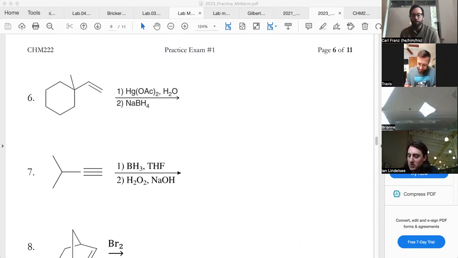All right, so now what we see here is, again, oxymercuration, right? So this, on the other hand, is with an alkene. And what do we know about that? No rearrangement, and it's Markovnikov, right?